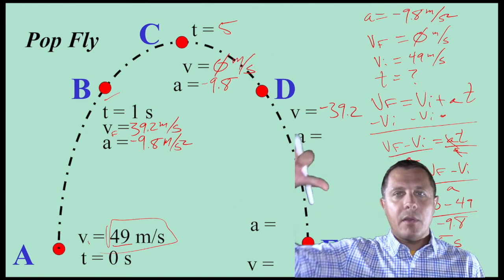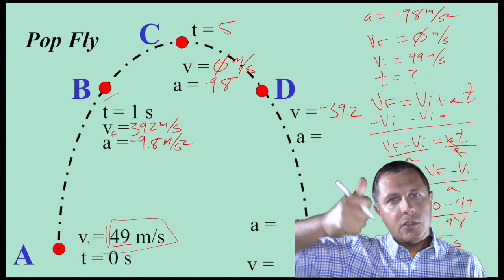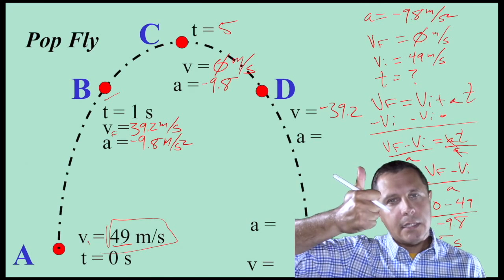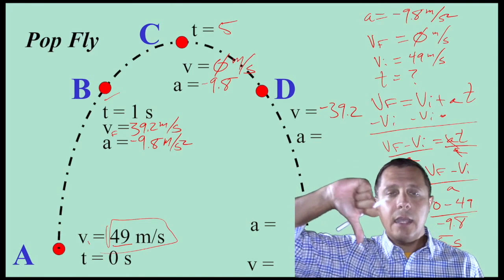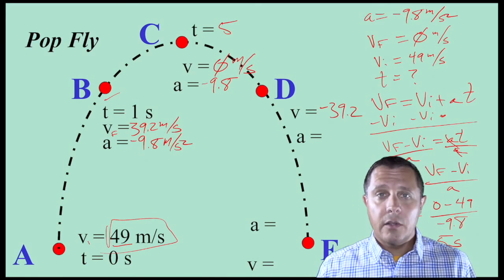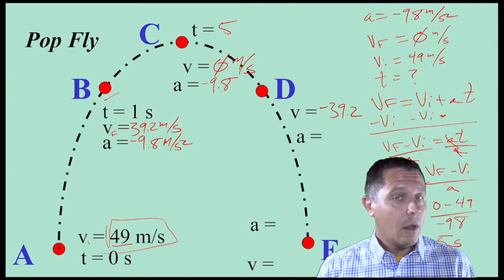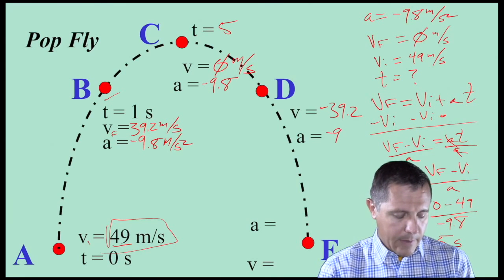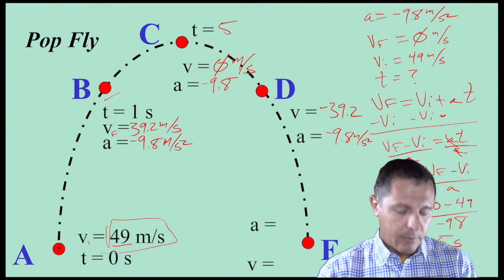Remember, negative just means direction, right? So if it was going up, it had a positive velocity. Coming back down, it should have a negative velocity. So it's going to be a negative 39.2. What's the acceleration going to be? Always, always, always, negative 9.8 meters per second squared.